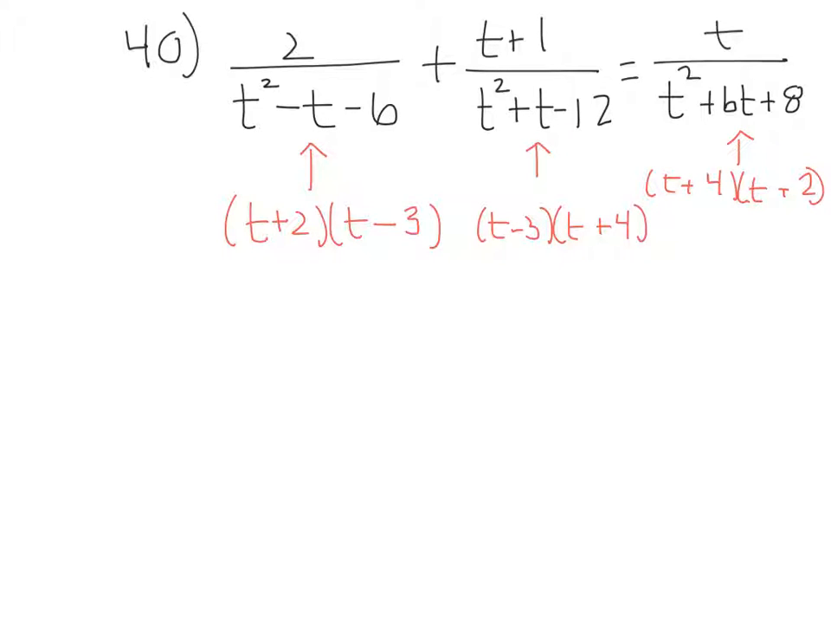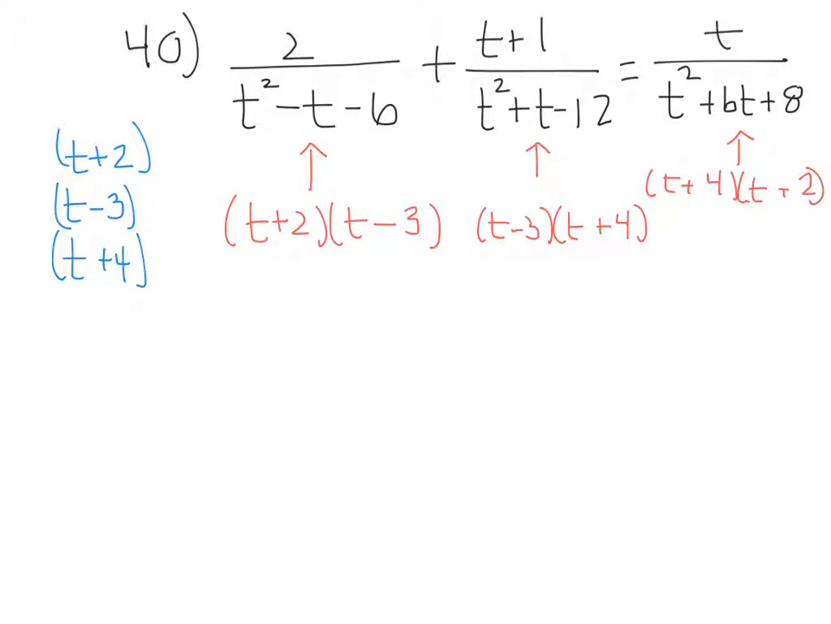So we notice we're going to need in our least common denominator a t plus 2, a t minus 3, a t plus 4, and that's it. So instead of getting common denominators, I'm going to multiply the tops of every term by all three of those factors, t plus 2, t minus 3, and t plus 4.